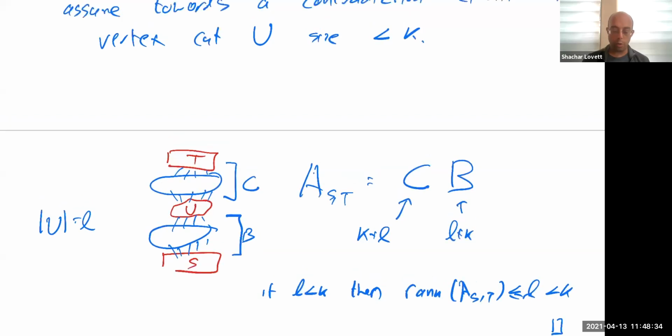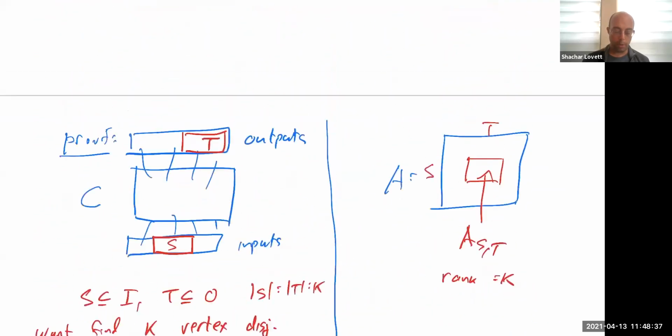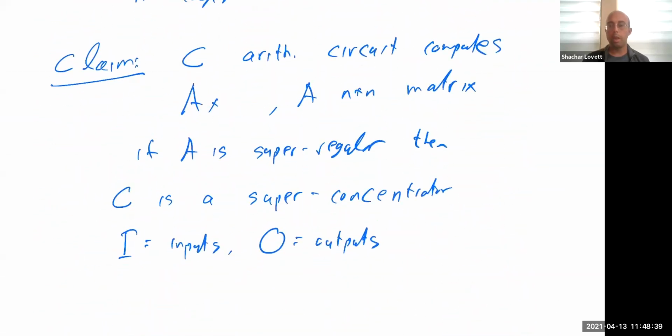So the main thing you should think about this claim doing is connecting two different things. We really want to study arithmetic circuits, and arithmetic circuits have two components: a combinatorial structure as a graph and the coefficient structure. And this claim basically forgets about the coefficient structure. It just remembers the graph structure of this arithmetic circuit, and it says if this arithmetic circuit happens to compute a superregular matrix, then this graph structure is very special. It is a super concentrator.